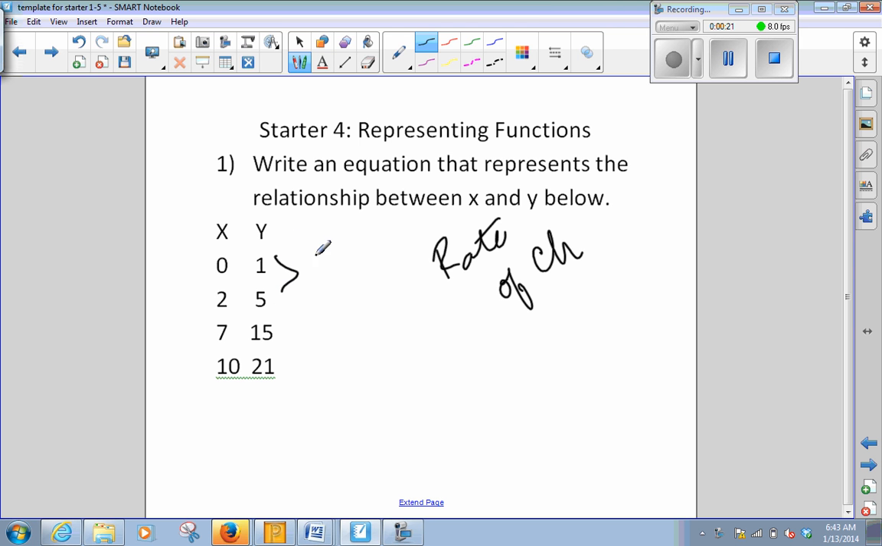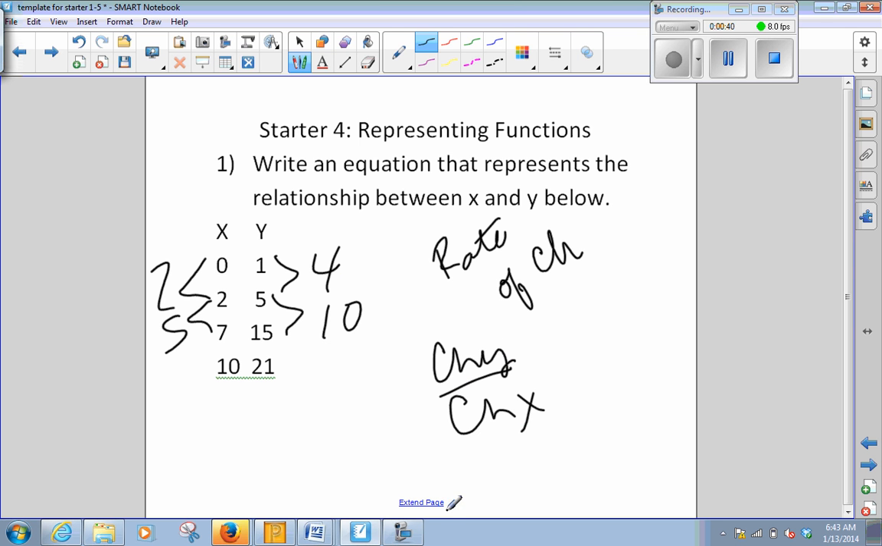From 1 to 5, it's going up by 4. From 0 to 2, it's going up by 2. From 5 to 15, it's going up by 10. And from 2 to 7, it's going up by 5. So I can tell in both cases here, remember, my rate of change is my change in y over my change in x.